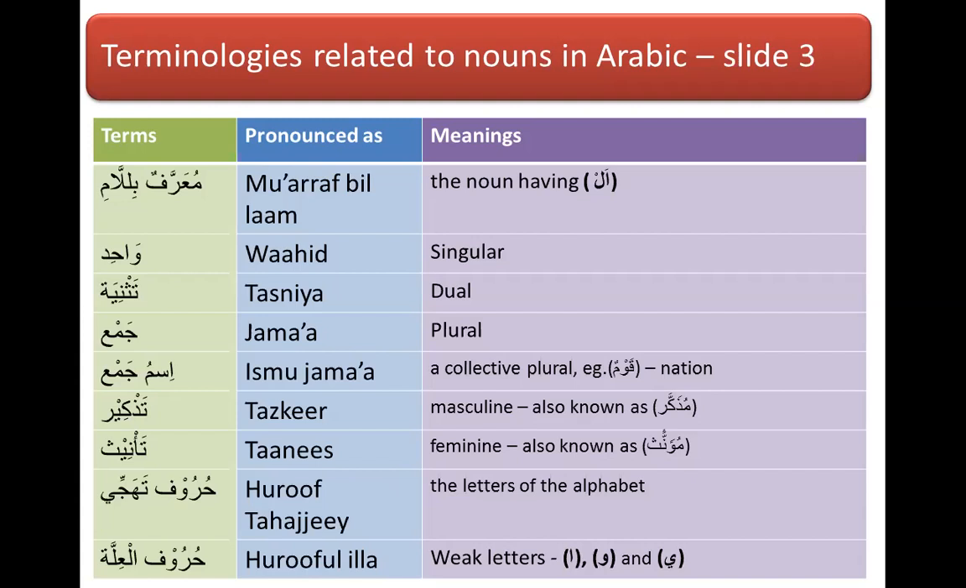Tazkir, this term is related to the gender in Arabic language. There are two types of gender, and those are called as Muzakkar and Mu'annas in Arabic language. So Muzakkar is related to Tazkir, and Mu'annas is feminine and related to Ta'neeth. Ta'neeth is nothing but feminine.